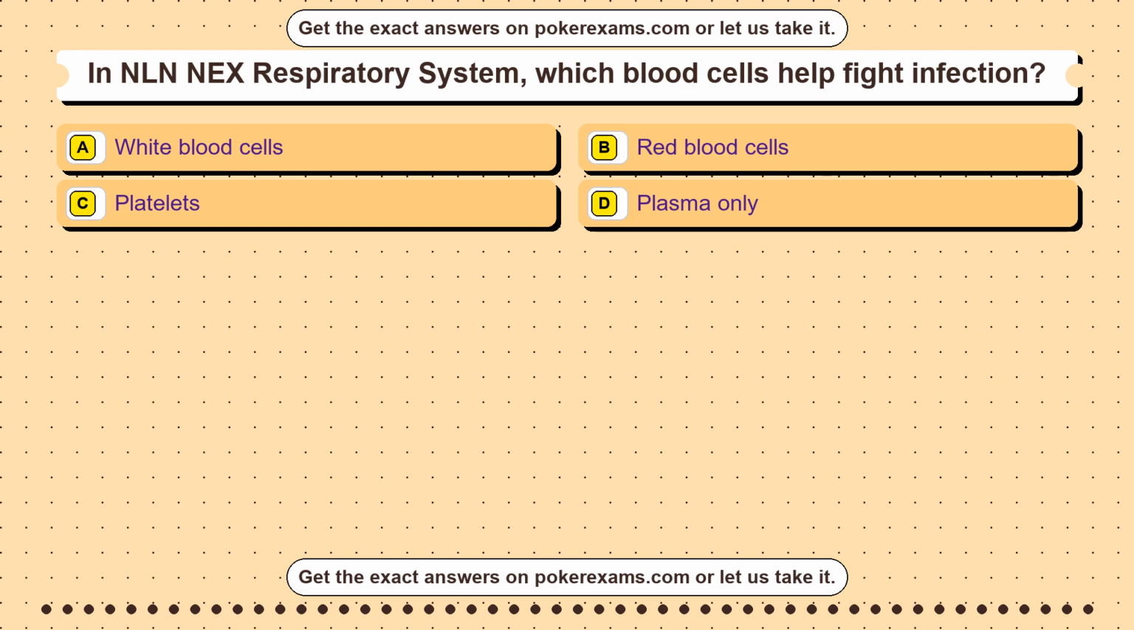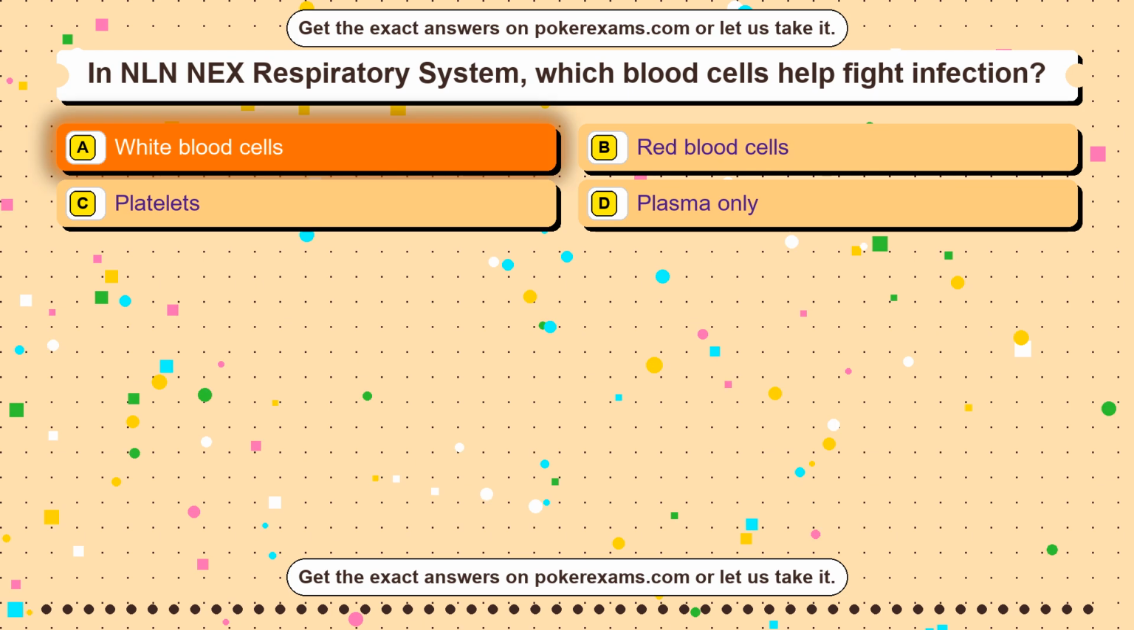Question 33. In GED reading comprehension practice, which value equals 5 superscript 2? Option A, 10. Option B, 25. Option C, 52. Option D, 7. The correct answer is option A.